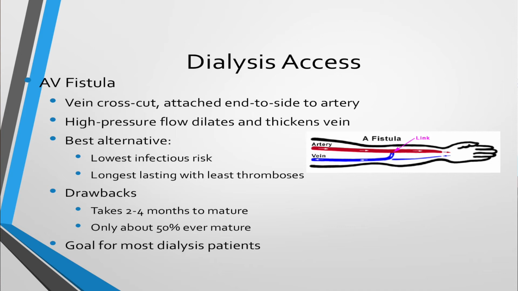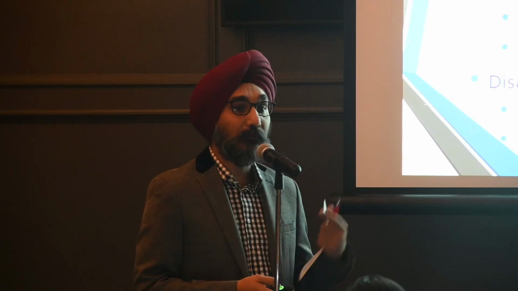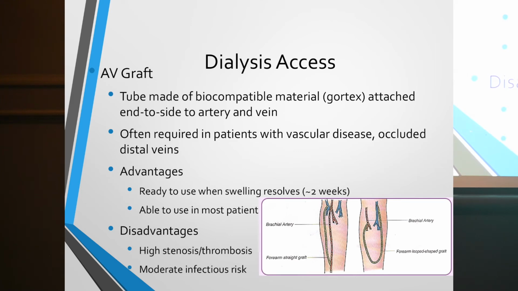AV graft, like I mentioned, is a plastic tube, and works similarly to an AV fistula. The advantage is that you can use it quickly, within weeks, rather than months as compared to an AV fistula. The downside is an increased risk of infections and more procedures. They are more prone to clot because, as you can imagine, this is not a natural body vein. It is an artificial structure, so it leads to thrombosis and stenosis, so a high risk of clotting and a high risk of repeat procedures down the line.